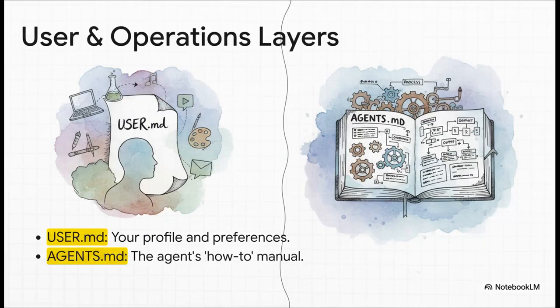The next couple of layers are all about you and the work itself. User.md is your profile, who you are, what your job is, how you like things to be worded. Then agents.md is like the operating manual. It's where you put the step-by-step instructions for how the agent should get tasks done. Like, here's how you triage one of my emails.